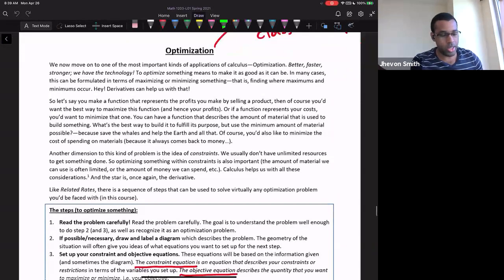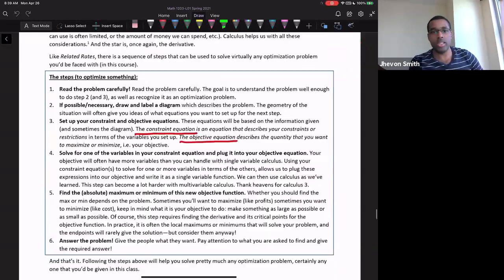Okay. And in order to do that, these were the 6 steps that we went over. 6 steps like related rates, but the steps are very different from a related rates problem, except the first 2, which is to read the problem carefully, recognize what kind of problem it is, and draw a diagram if possible or necessary, and label it appropriately. After that, things change. For optimization, you're going to need to set up 2 equations, not just 1 equation. So you're going to set up your constraint equation and your objective equation.